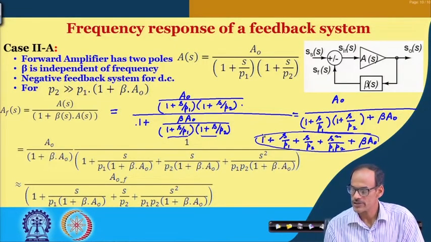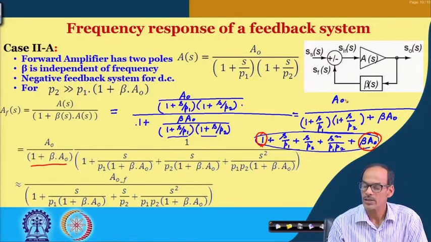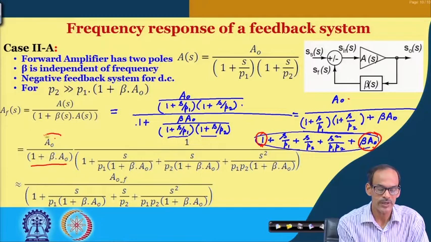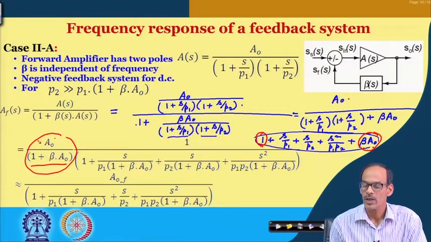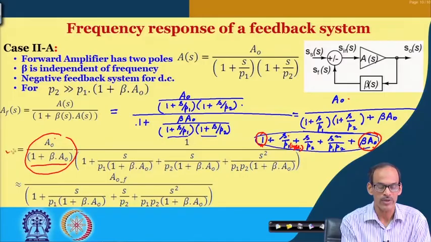Now, this part, as you have done before, this part and this part are independent of frequency. So, we can club them together and then we can take this factor outside. So, what we will get in the denominator is a factor of 1 plus beta into A naught like this, and in the numerator we do have A naught. So, this entire part is independent of frequency, and then the remaining portion is similar to this part, this part, this part, but we do have the 1 plus beta into A naught factor. So, that is what we do have here.